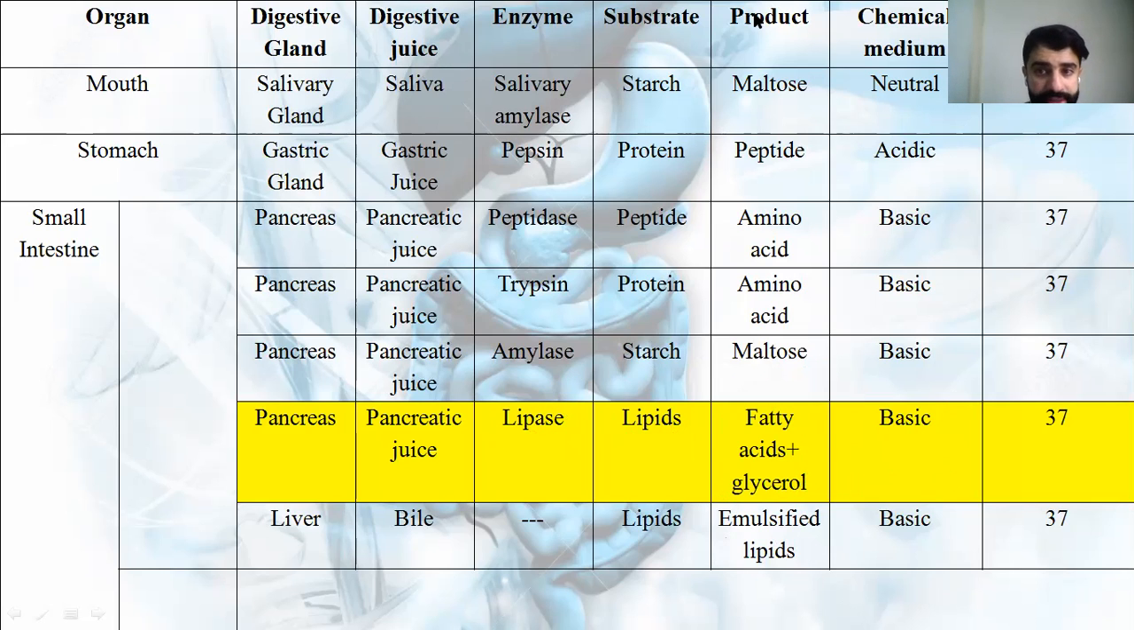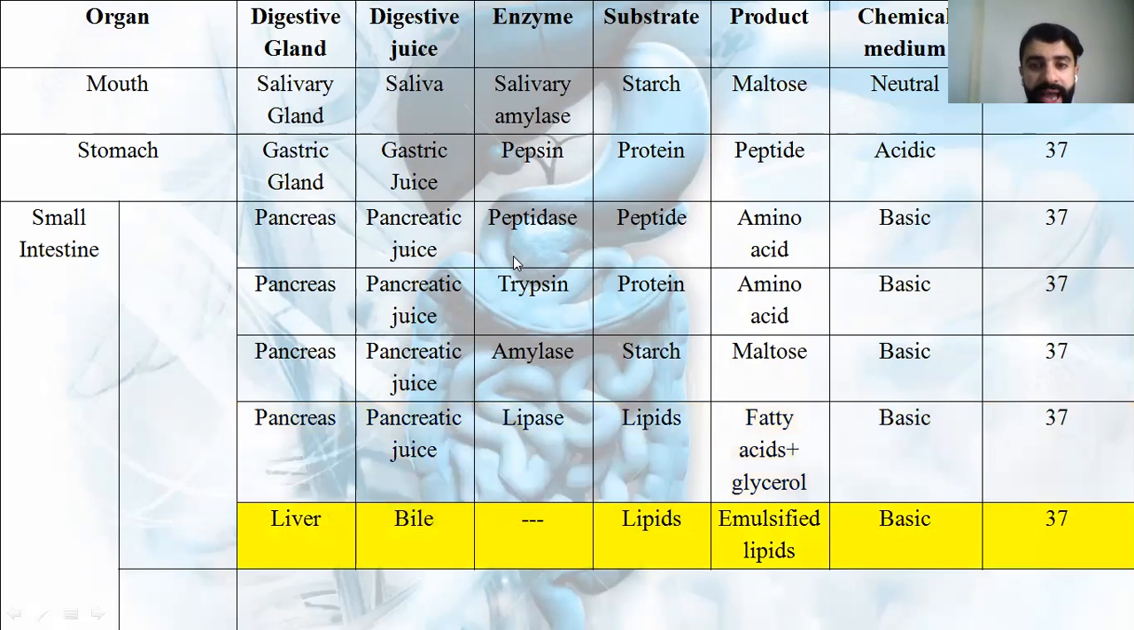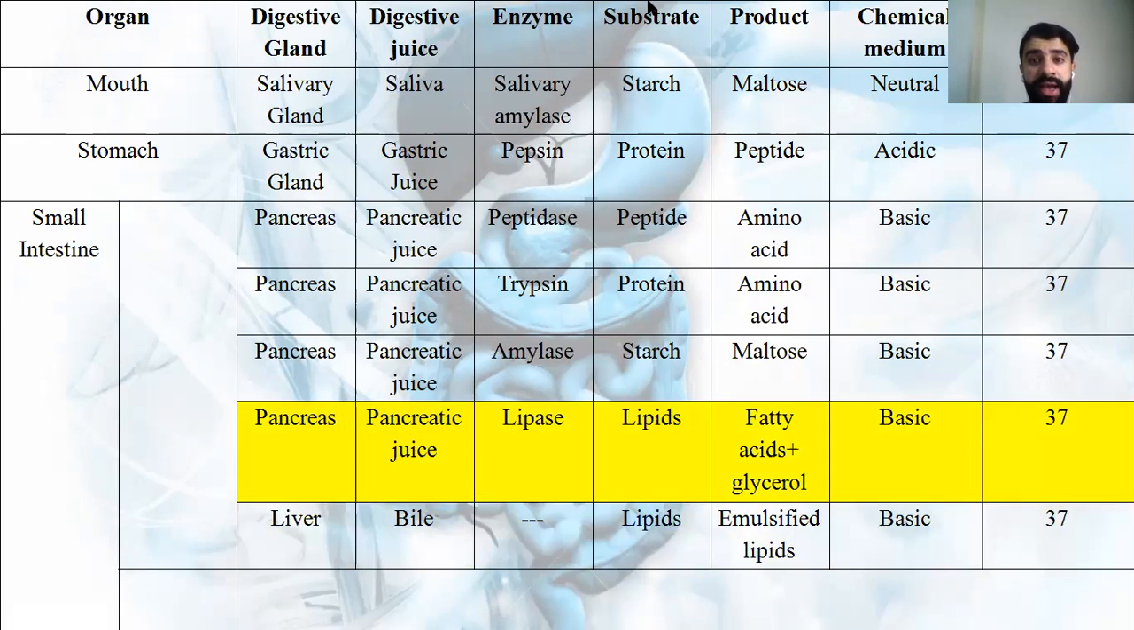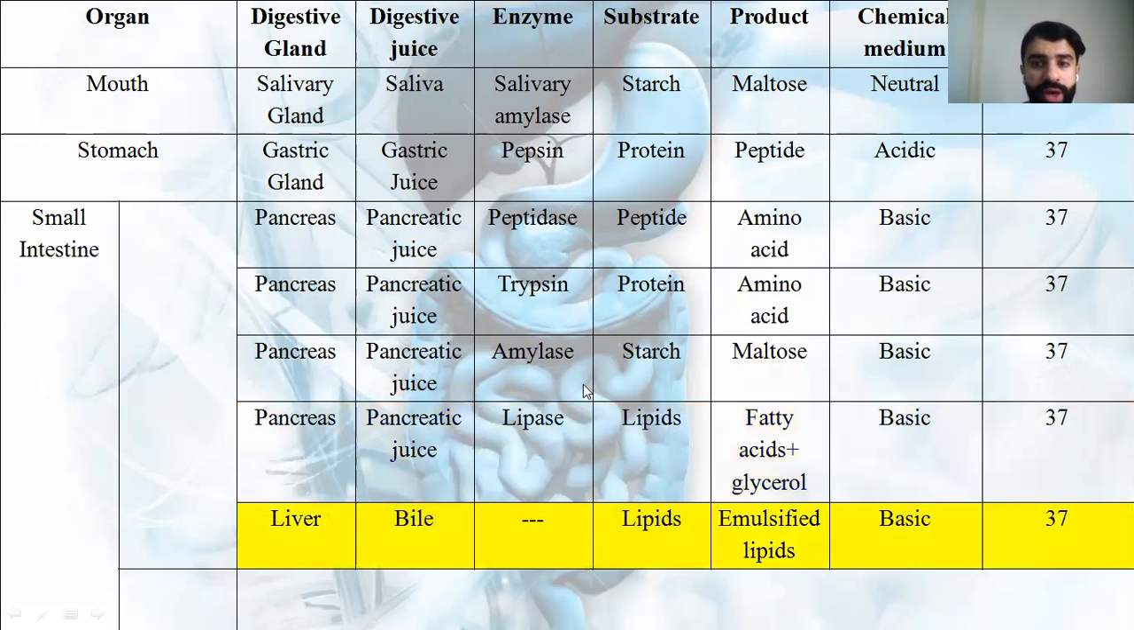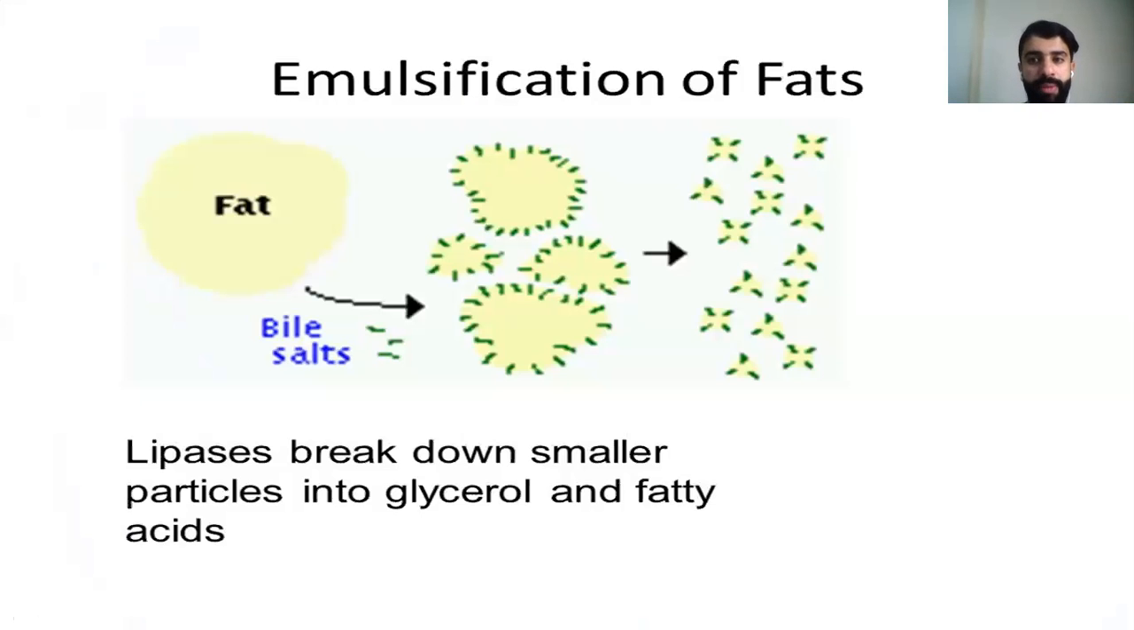Note that the pancreas has different enzymes: peptidase, trypsin, and amylase. Now let's continue with the liver. The liver secretes bile that contains no enzymes, but it works on lipids. What does it do for the lipids? It does emulsification of the lipids, so segregation of the lipids. The lipids are going to be segregated and separated into emulsified droplets. The medium is basic, and the temperature is 37.